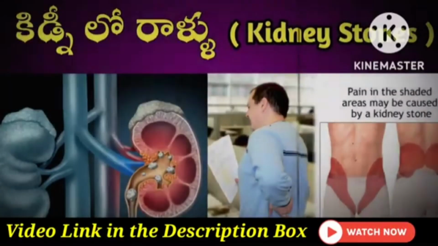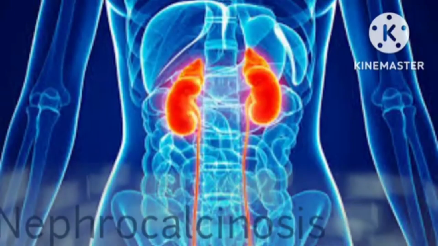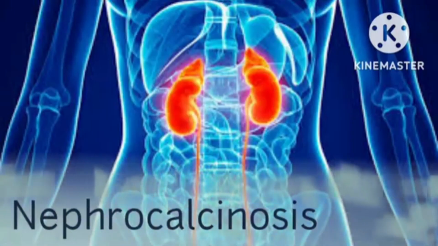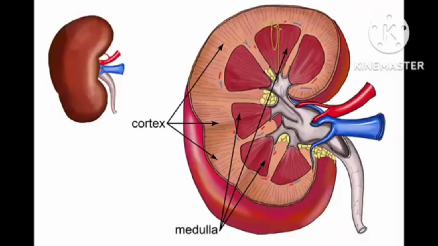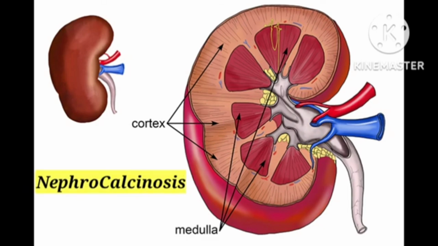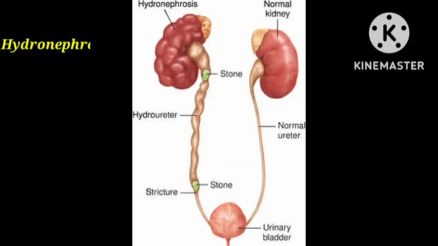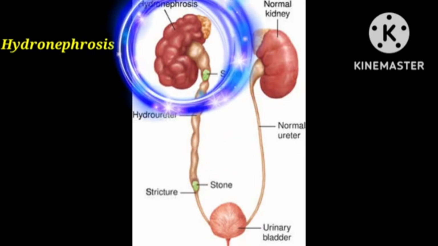And we also come across a terminology called nephrocalcinosis. Generally, the kidney is differentiated into two parts: renal cortex and renal medulla. If there is any deposition of calcium in the renal cortex and renal medulla, we call this condition nephrocalcinosis. And we also most commonly see a word called hydronephrosis. What is hydronephrosis? It is the swelling of the kidney due to blockage of urine. Due to urine blockage, the kidney swells. This condition is called hydronephrosis.